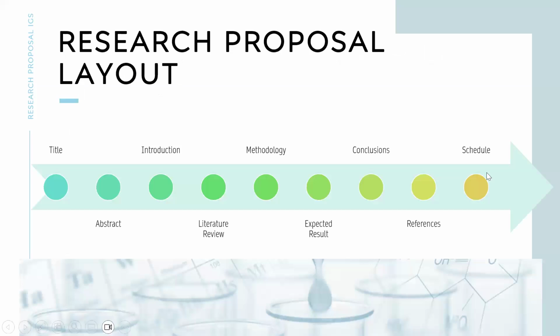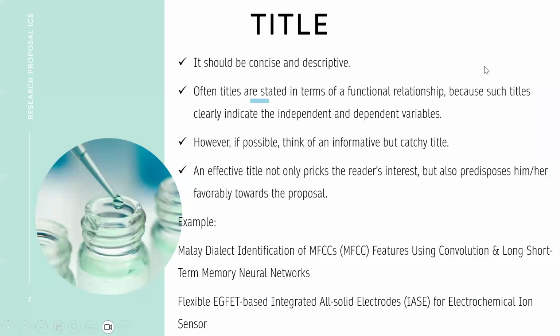So for the research proposal layout, the first thing, you should have a title. And then you have to come up with the abstract. Abstract is like a summary of your research proposal. And then you include the introduction, followed by the literature review. You should come up with the methodology, expected result, and conclusion. Of course, you should have some references. And also you have to schedule what you are going to do throughout your study. Now, let's have a look at them one by one.